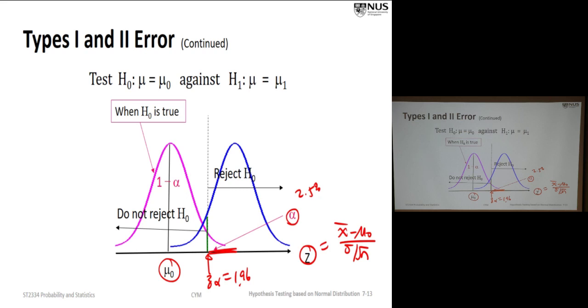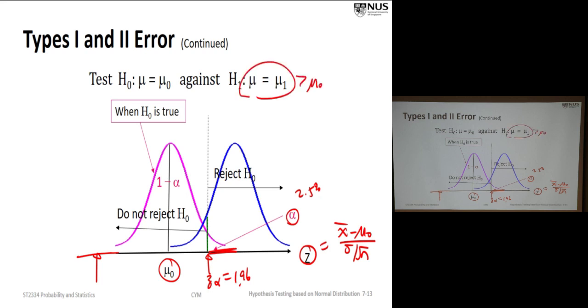Even if I get Z equal to minus 3, a very, very small number, or even if minus 3 is not small enough, minus 10, I still do not reject the null hypothesis, because my alternative is mu1, where mu1 is bigger than mu naught.